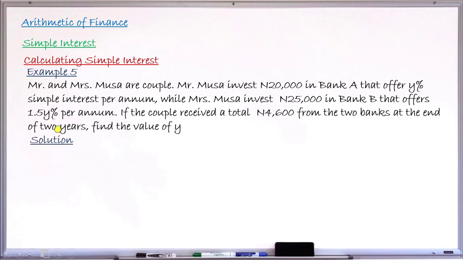So solution to this very problem, what we now do is just write the formula for finding interest, which is I equals PRT all over 100.